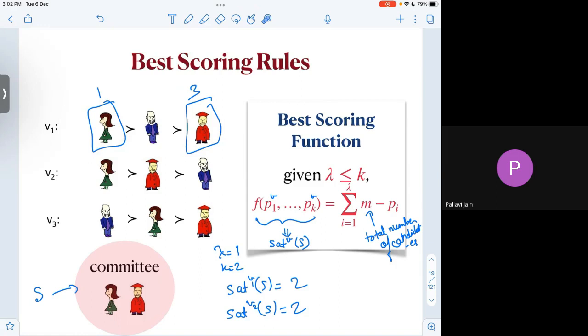Yes, absolutely. It's an order thing. No. No. So lambda does not have any relation with the ordering. Okay. So imagine that lambda is just an input. So in the input, what do you have? You have voters, you have candidates, you have rankings, you have k. Okay. When I'm talking about best scoring function, you also have lambda as input.